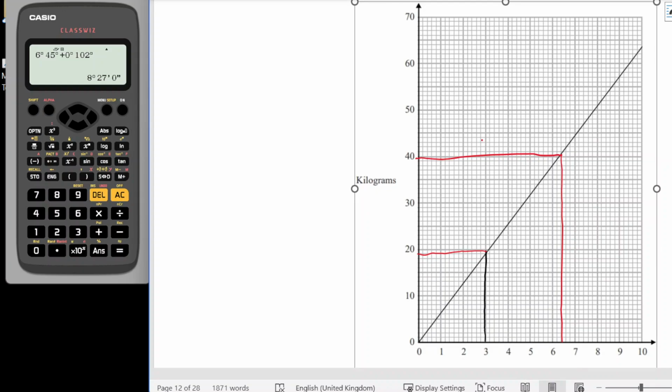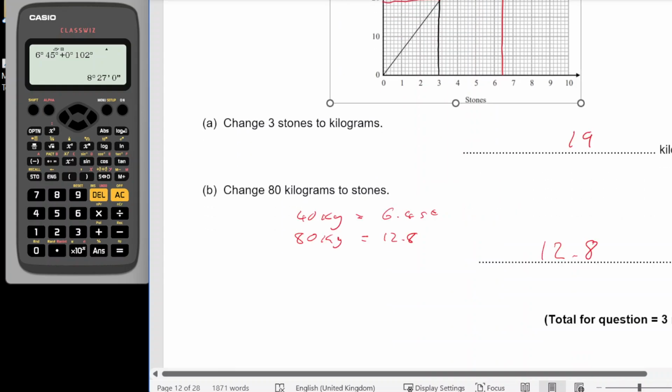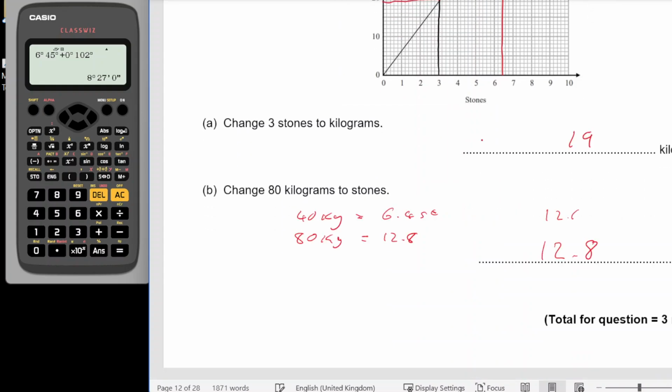They've read it as 6.2. And anything between 6.2 and 6.4 would be absolutely fine. So I'll put in that anything between 12.6 up to 12.8 would be absolutely fine as your answer. In fact, the mark scheme says accept anything in the range of 12.6 to 12.8.